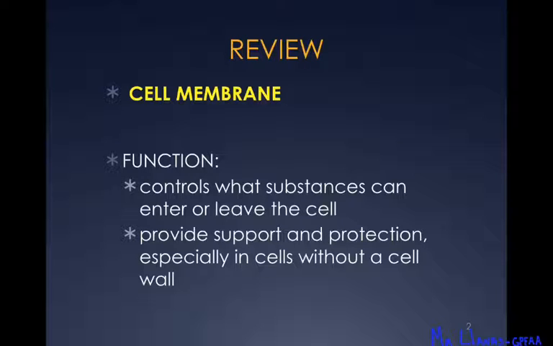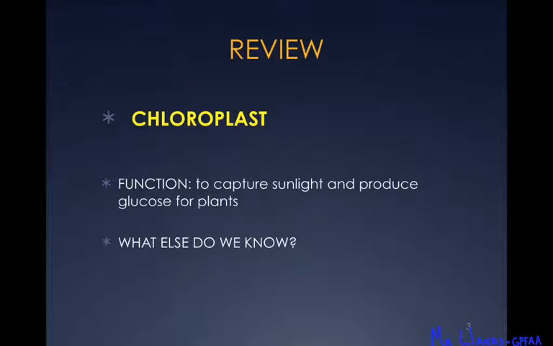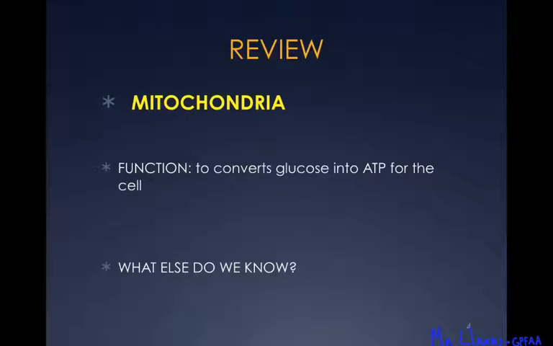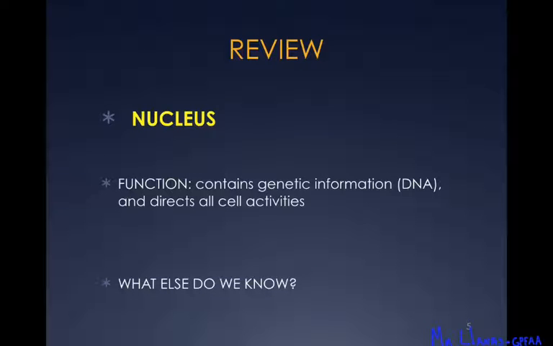Okay, the cell membrane, remember, that controls what goes in and out of our cells. Chloroplast is responsible for what we're going to talk about today, for capturing sunlight and producing glucose in plants. Mitochondria is going to convert that glucose that's made in photosynthesis into ATP, which is the energy that we're able to use. Okay, the nucleus controls everything in the cell.